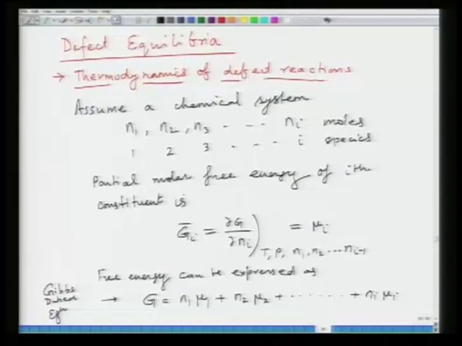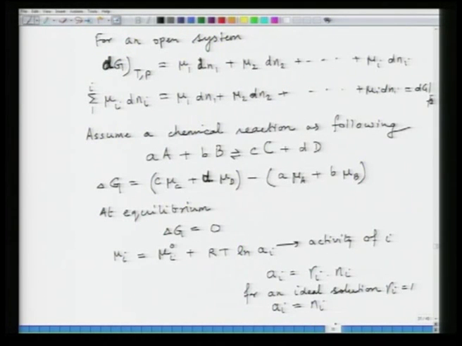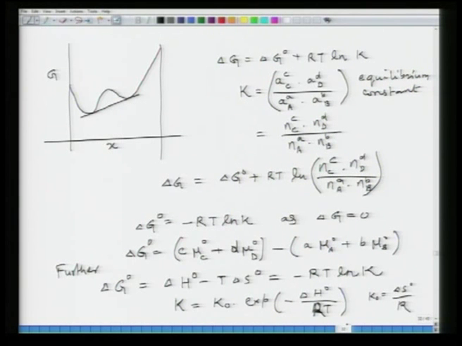So, the thermodynamics of defect reactions can be treated in a similar way as the thermodynamics of a chemical reaction in dilute solutions. Let us say you have a chemical system with a number of species with their respective moles, and then we worked out the Gibbs-Duhem equation. Following that, we worked out K, the reaction constant, which is the ratio of the product of product concentrations or activities divided by the product of concentrations of reactants.